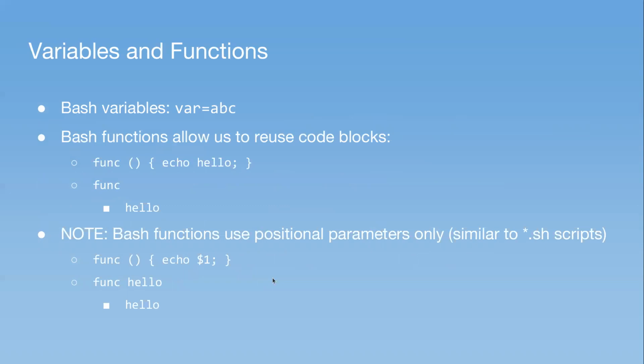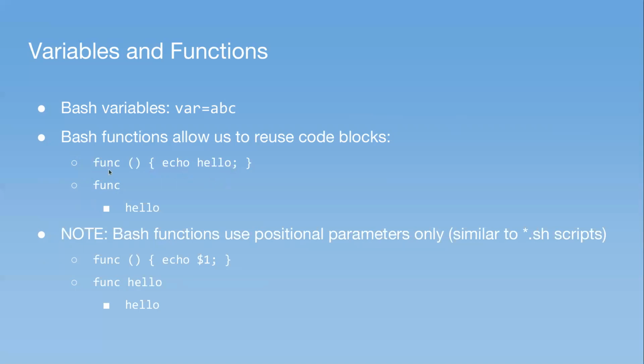Okay, so let's talk about variables and functions in Bash. These are some of the programming-like features of Bash. You have Bash variables, which we should all be familiar with. So var=ABC creates a variable called var with the string value ABC. But we can also have functions in Bash. Functions allow us to reuse code blocks as they do in pretty much any programming language. This is a typical function definition. We type in the name of the function first, then brackets, and then inside the curly braces we add in the code.